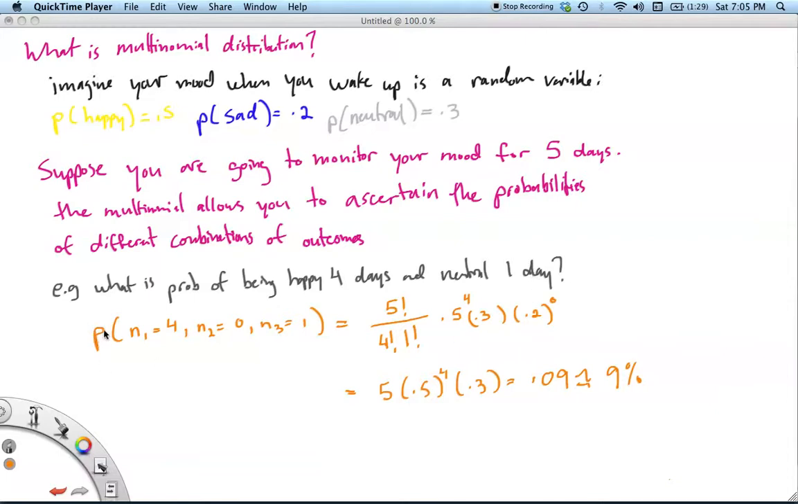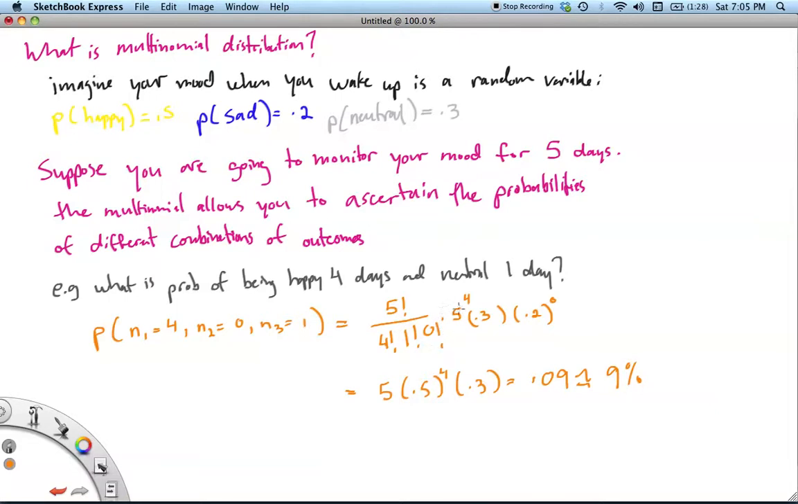Okay, so you would write the probability of 4, 0, 1 is equal to: the number in the numerator is just your total number of trials, so that would be 5 factorial, over the count for n1 factorial, times the count for n2, which was 0 factorial. I didn't bother to write it in, but maybe I should have, which we know is just 1 anyway, so it doesn't affect the computation, times the number of counts for the third possible outcome of each day, factorial.